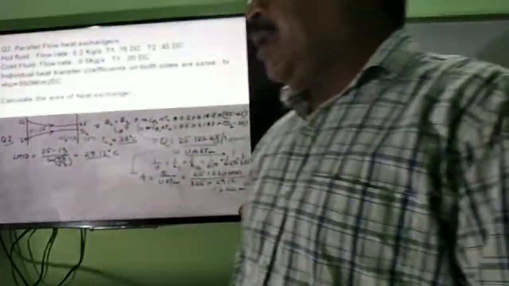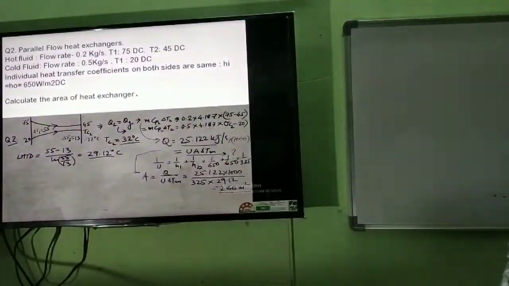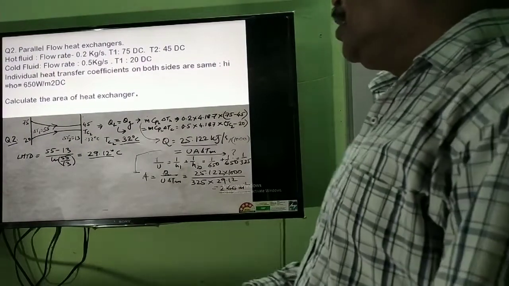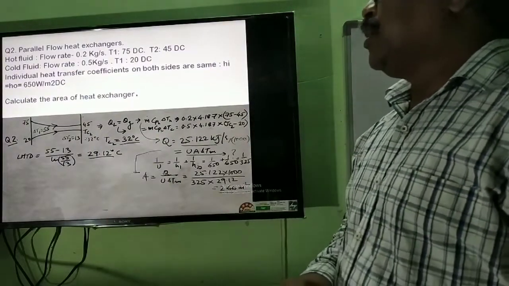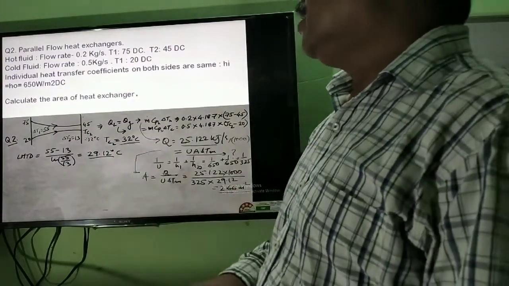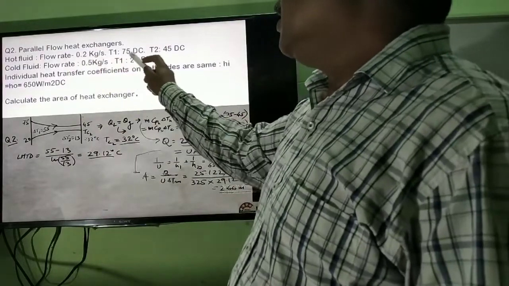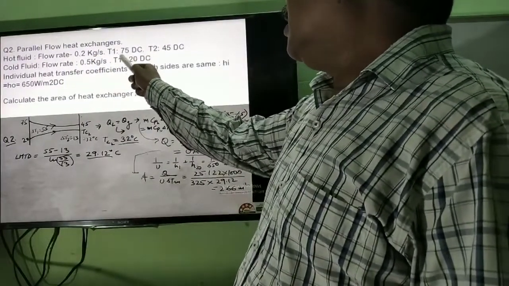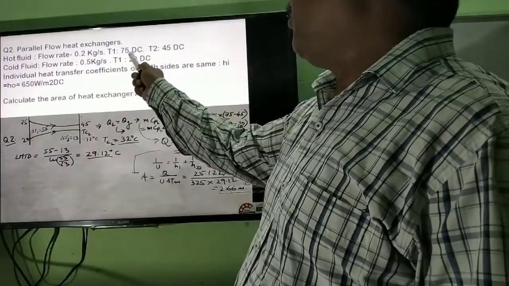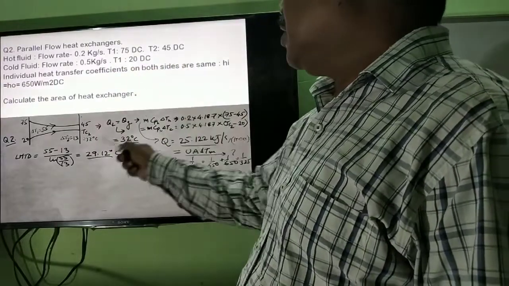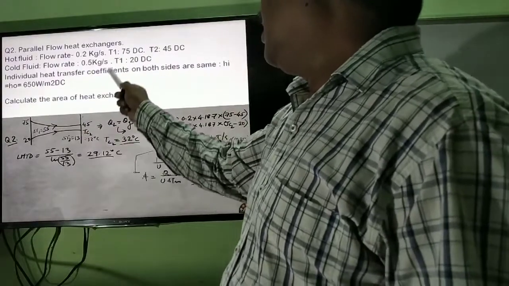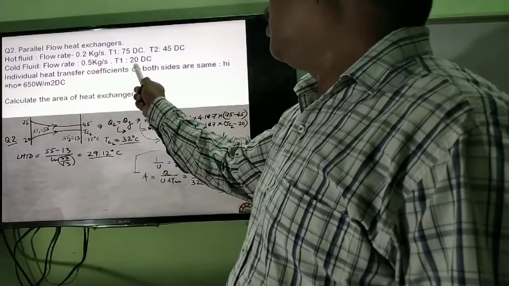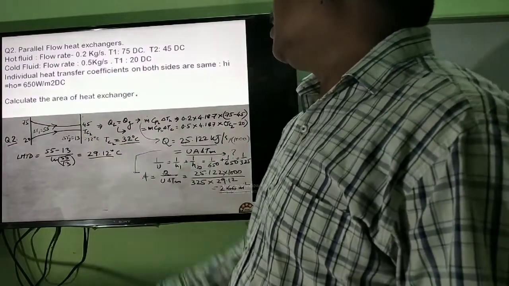Okay. Next one is like this. This is one type of question, parallel flow heat exchanger. Both the flows are coming in the same direction. Hot fluid, flow rate is 0.2 kg. Entry temperature 75, exit temperature 45 degrees centigrade. Here cold fluid is 0.5, entry temperature 20 degrees centigrade, exit temperature not given.